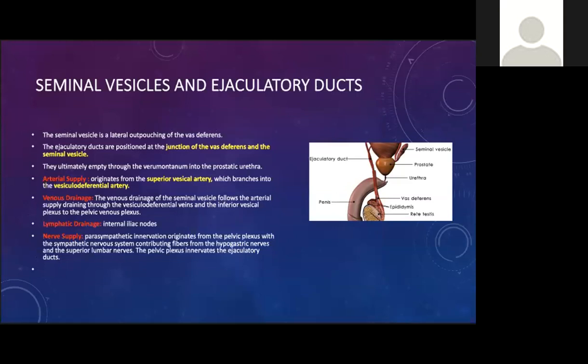And its arterial supply originates from the superior vesical artery, which branches into the vesiculo-deferential artery. And the venous drainage of the seminal vesicle follows the arterial supply, draining through the vesiculo-deferential veins and inferior vesical plexus to the pelvic venous plexus. Its lymphatic drainage is in the internal iliac nodes, and for the nerve supply, the parasympathetic innervation originates from the pelvic plexus, with the sympathetic nervous system contributing fibers from the hypogastric nerves and the superior lumbar nerves. And the pelvic plexus innervates the ejaculatory ducts.